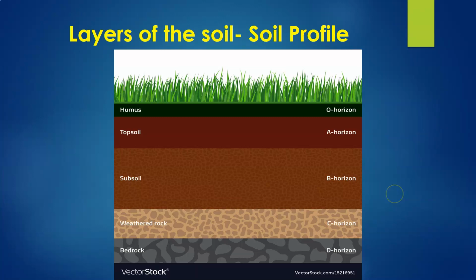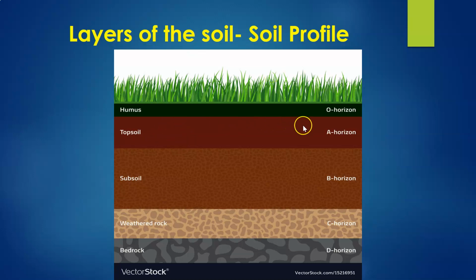Now, I'm going to show you the layers of the soil, or what we call the soil profile. The top layer of the soil, where the organic matter is stored, is called the humus, or the O horizon. This is where all dead or dried leaves, dead animals, and small organisms are found. It mixes with the soil to make it more fertile and good for plants.